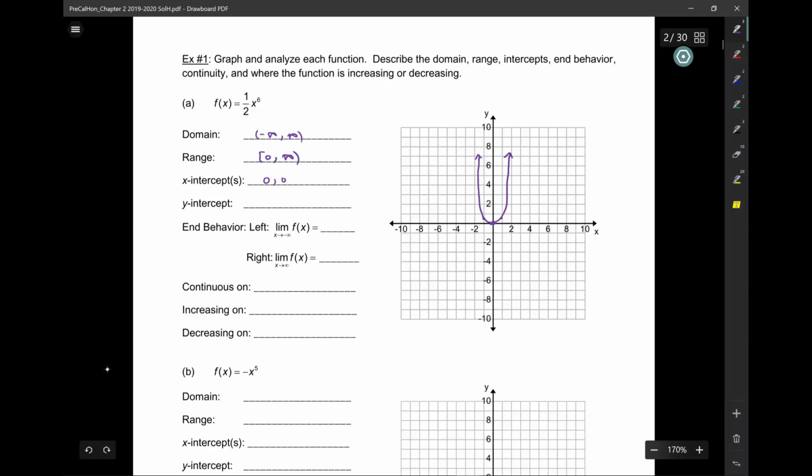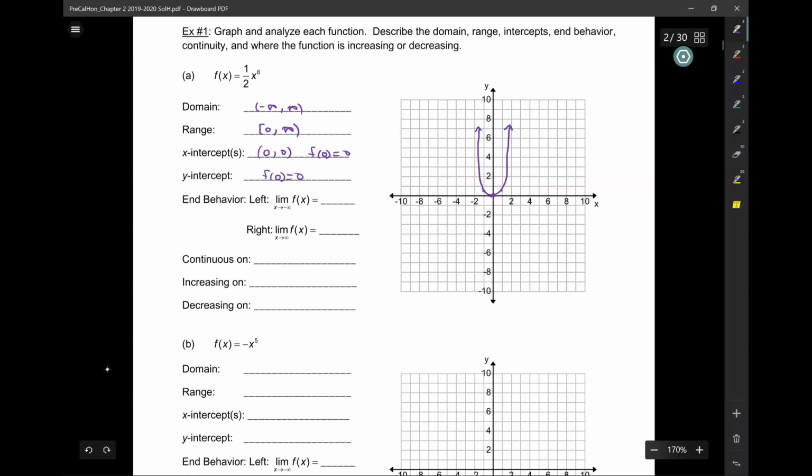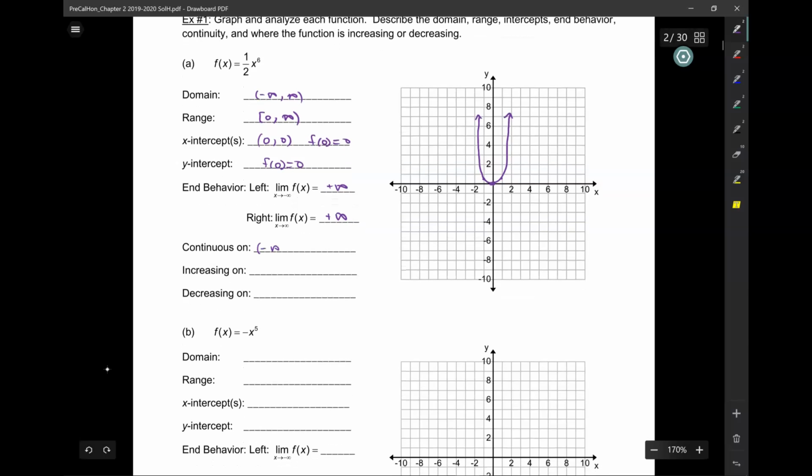X-intercepts 0, 0, or f of 0 equals 0. Y-intercept, same thing. Okay, now end behavior. Left end behavior. As x goes to negative infinity, where does the y value go? Where does f of x go? Positive infinity. And as x approaches positive infinity, where does f of x go? Positive infinity. Okay, is there any place where this is not continuous? No, so it's continuous everywhere from negative infinity to positive infinity.